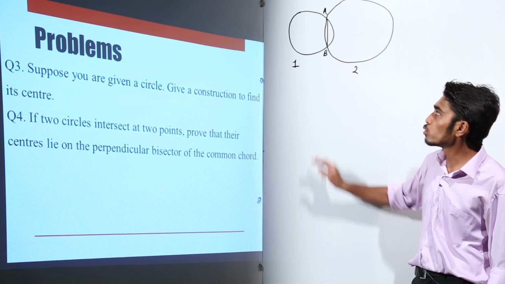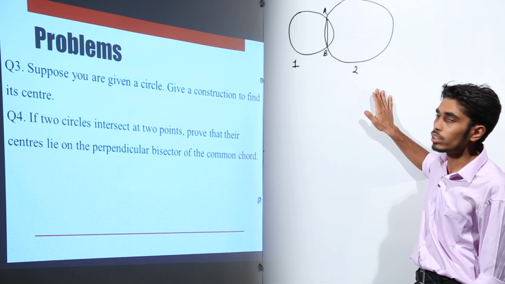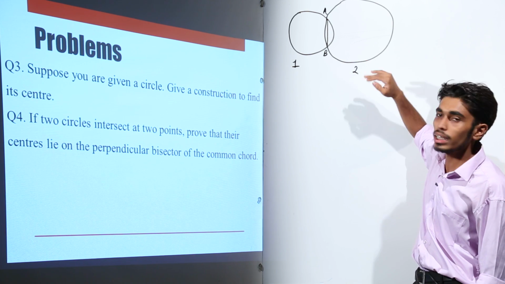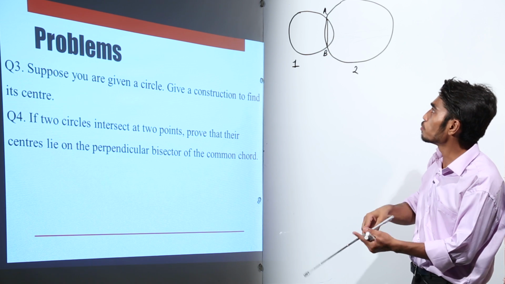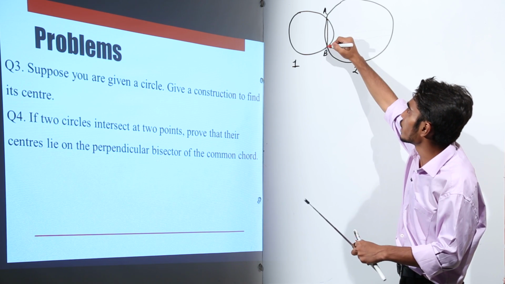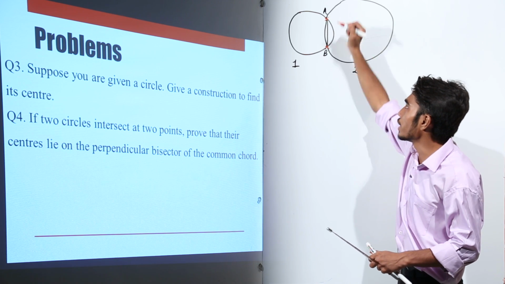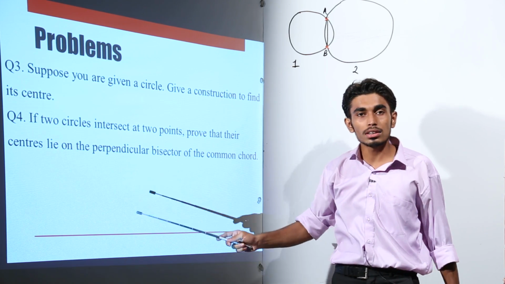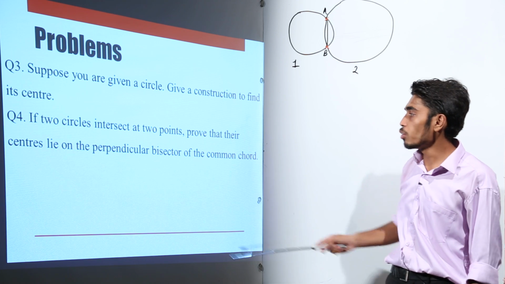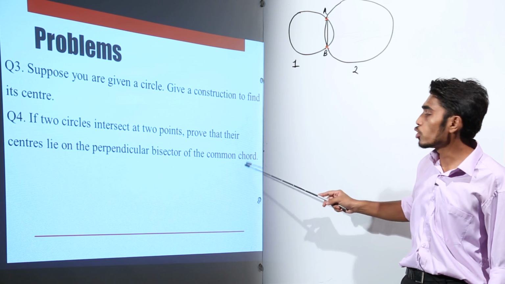Here what do we have? We have two circles, circle 1 and circle 2, right? And the circles are intersecting at 2 points, A and B, right? These points are the points of intersection, point B and point A, right? Now what we need to prove is that the centers of both the circles will lie on the perpendicular bisector of the common chord.